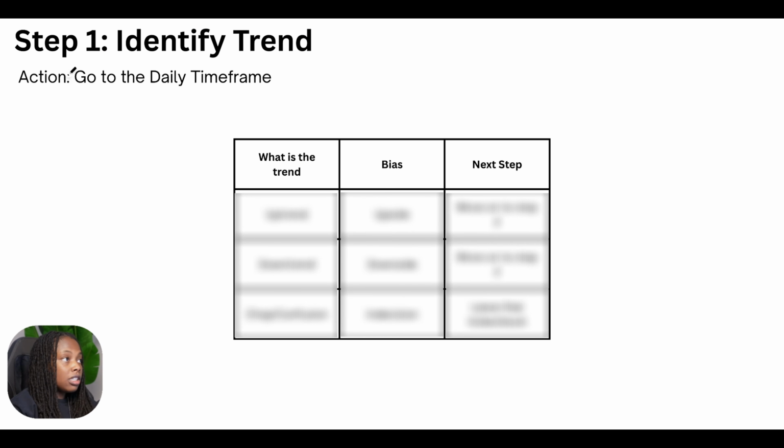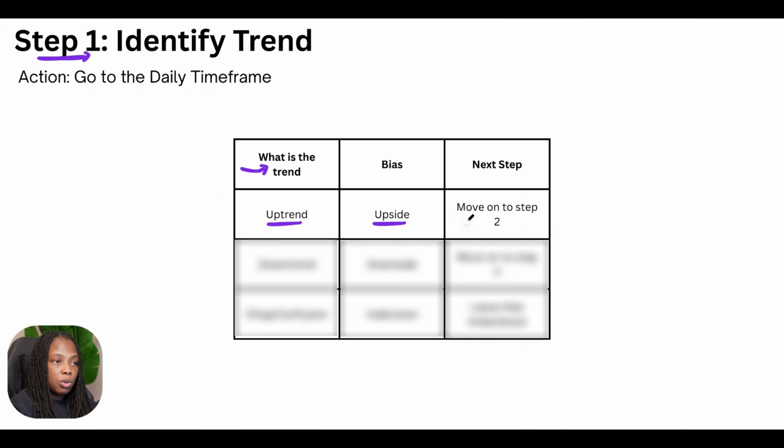Now, what is step number 1? You want to go to the daily time frame. And what are you going to ask yourself? What is the trend? If it's showing you that it's an uptrend and it's clear, your bias now is upside trades. But how do you enter the trades? I'm coming to that. Step number 2 will reveal it.